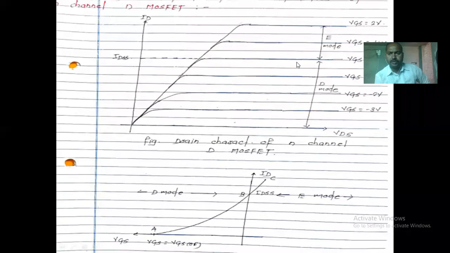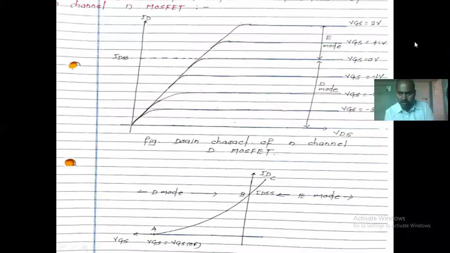In case of the N channel MOSFET, this is the plot of drain current versus VDS, where VDS indicates the drain to source voltage. When we operate a MOSFET or JFET, we apply two voltages: one is VGS, the gate to source voltage, and the other is the drain to source voltage. This is the plot of VDS versus ID at different values of VGS.